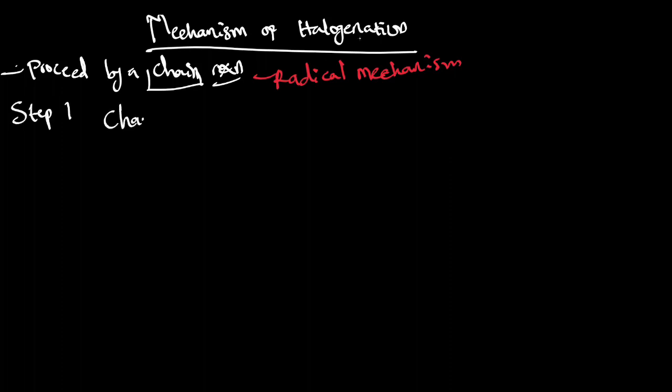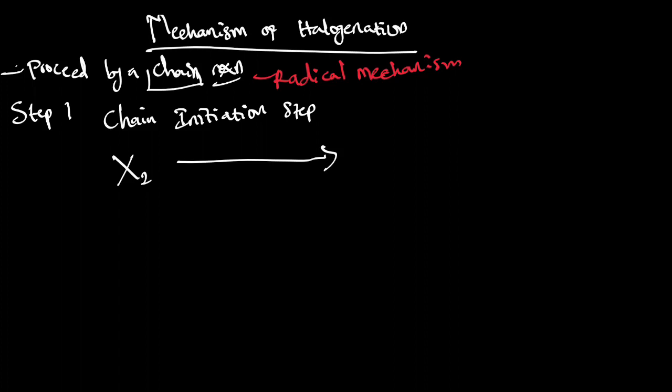Step 1 is called the chain initiation step. So how does this work? Let's say we have something like this, and we want to form a product. A homolytic fission will occur here in the presence of UV light, or at a temperature of 250 degrees Celsius to 400 degrees Celsius.